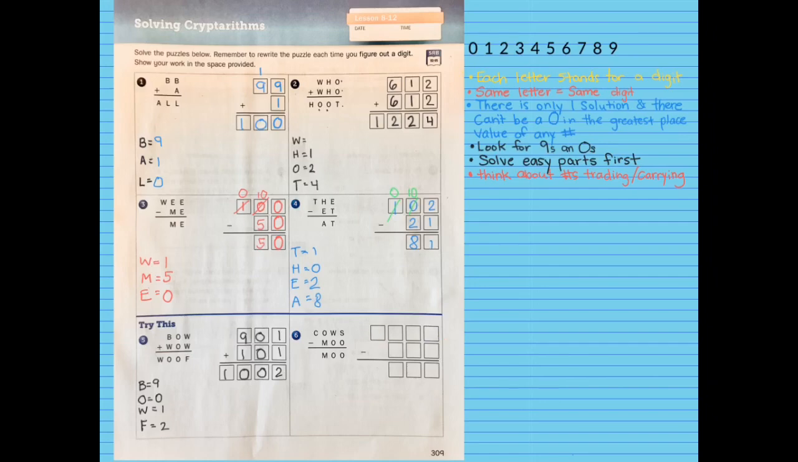So before we get into everything, let's go ahead and list our variables. That way we can keep track. So we've got C as a variable, O as a variable, W is a variable, S is a variable, and M is a variable. So lots of variables here. We've got 1, 2, 3, 4, 5 variables to find.